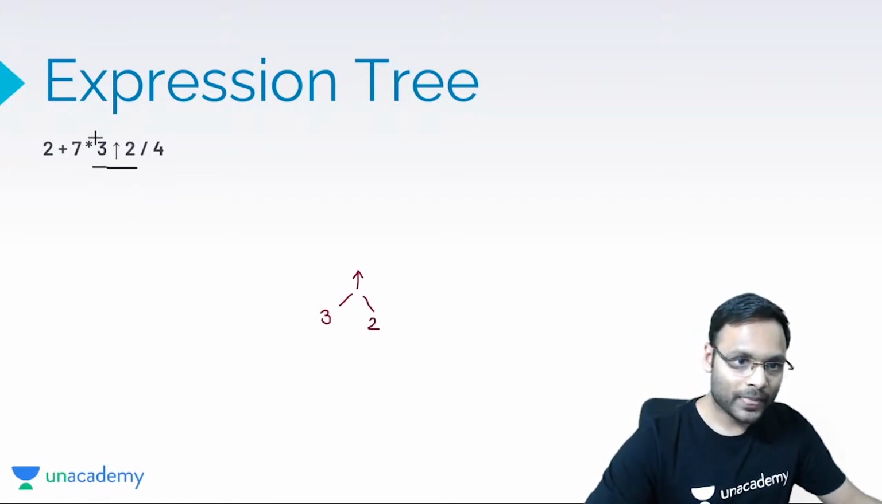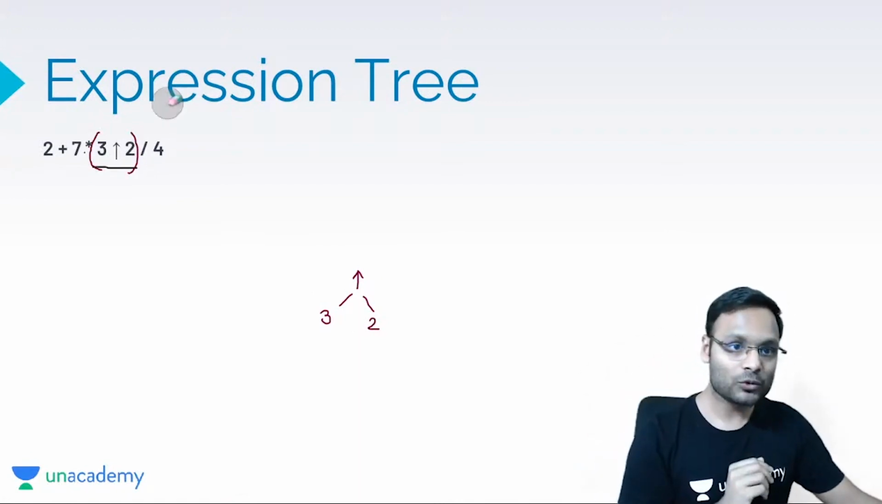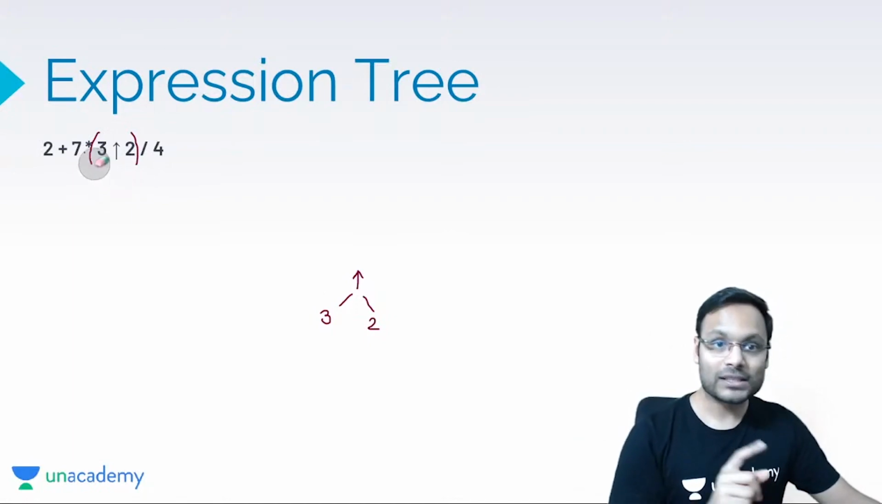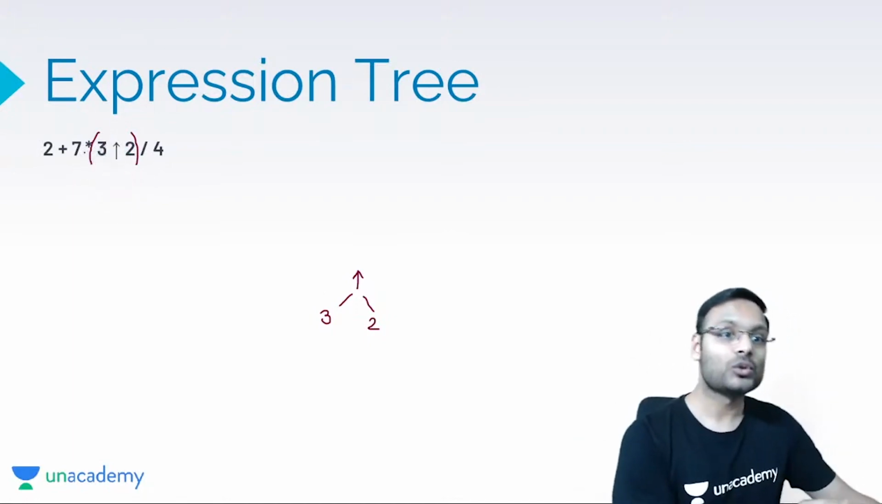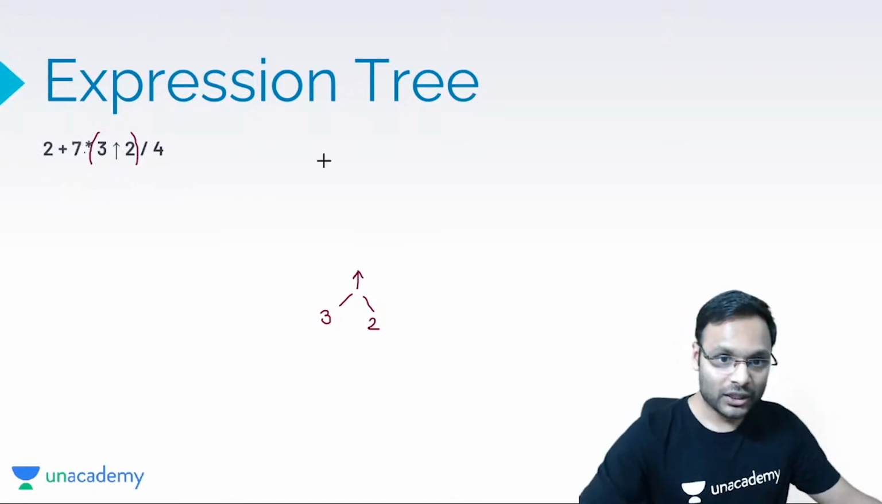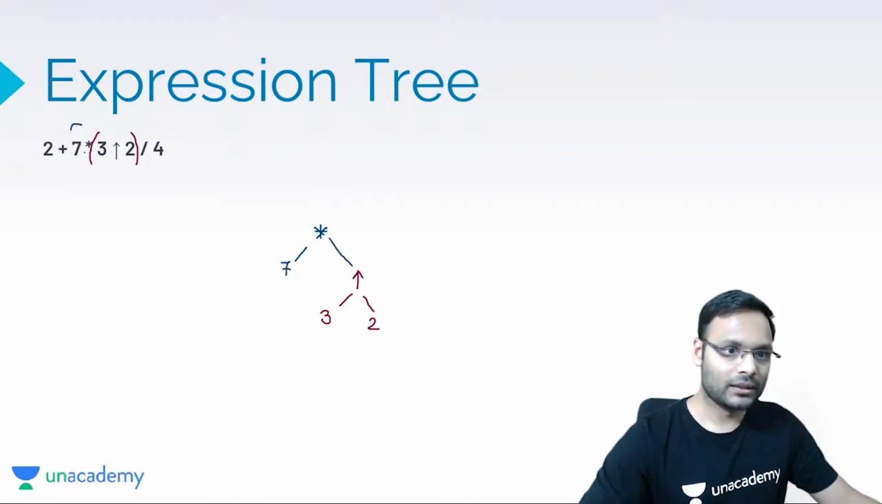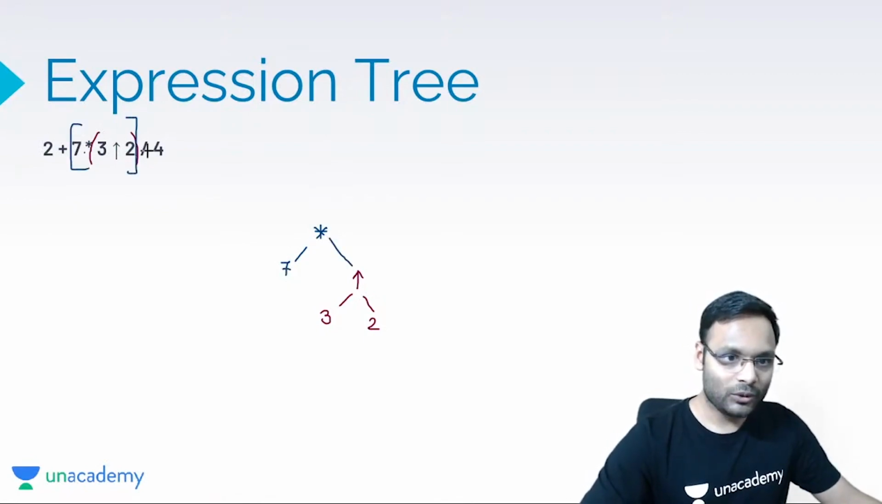After that, multiplication and division both have the same precedence. So what do I have to solve first? I have to solve the left one first. Associativity is left to right for multiplication and division. Multiplication, the left one we will solve. Left is 7, right is this. This one is done. Now division by 4. For division, left is this, right is 4.